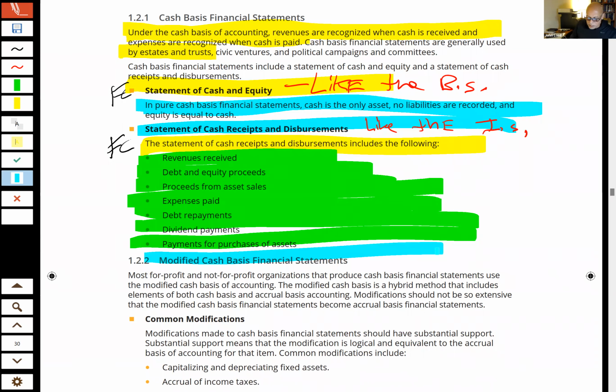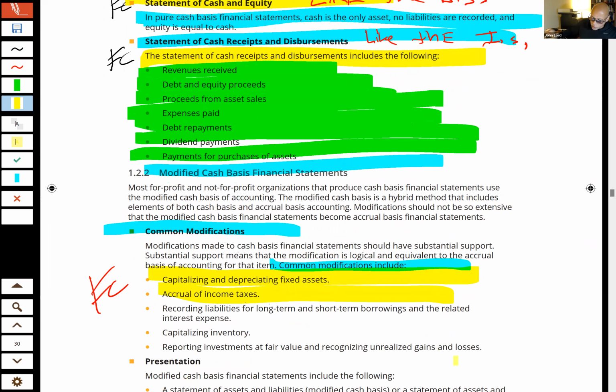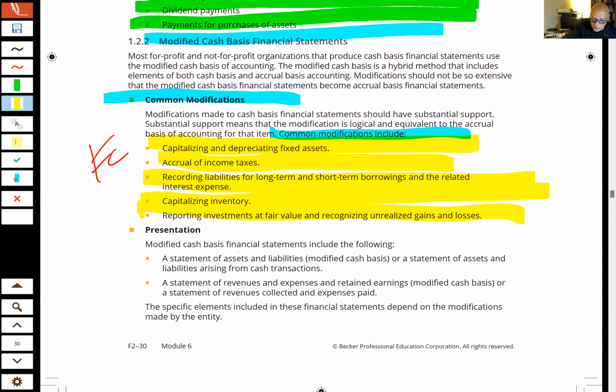These modified cash statements will take what we've said about the cash and then start calling out certain types of accrual things. For example, common modifications include, you can go ahead and flashcard these, capitalizing and depreciating, for example, fixed assets, accrual not of everything but of income taxes, recording liabilities for borrowing, capitalizing inventory, reporting investments at fair value. Now, what I want you to do is flashcard the names.